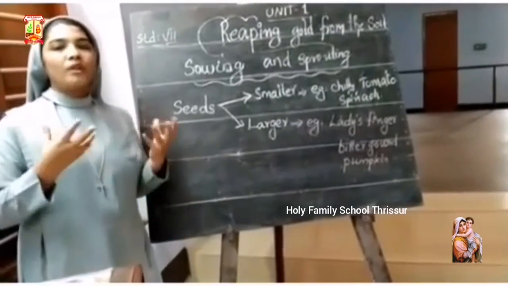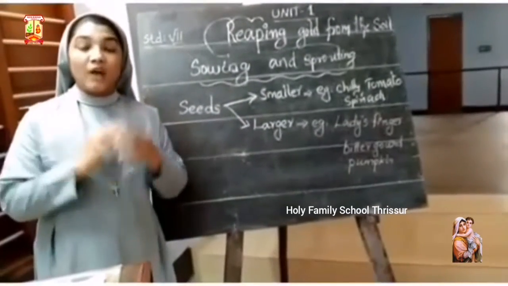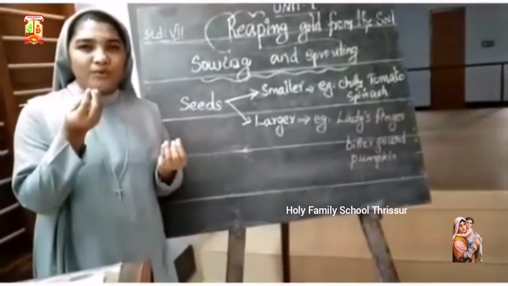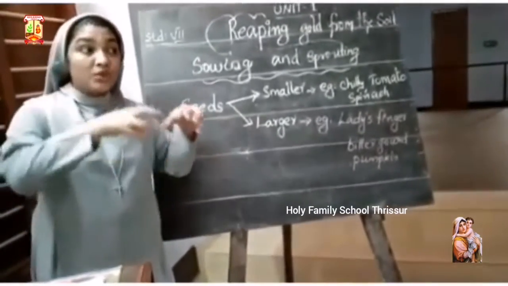So, how will you select the good quality ones from these smaller sized seeds? These are so small, no? How will you select? So, first of all, we have to sow them in a place.